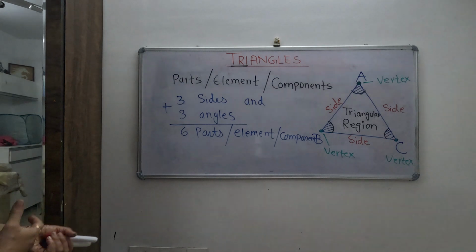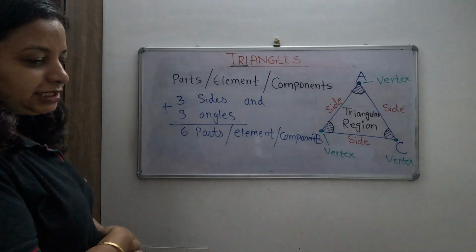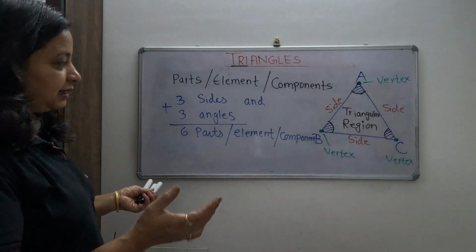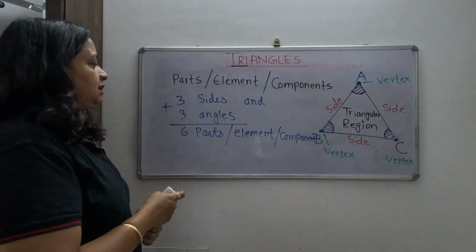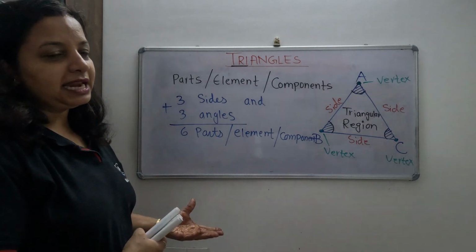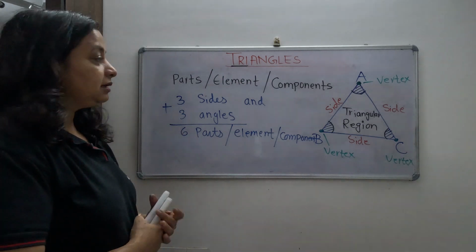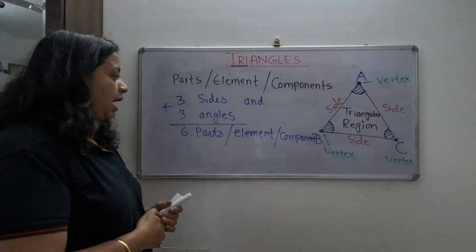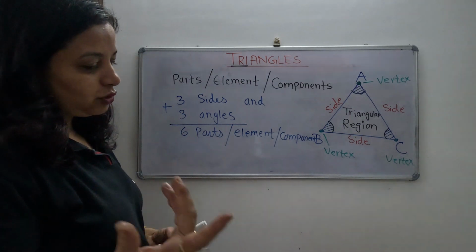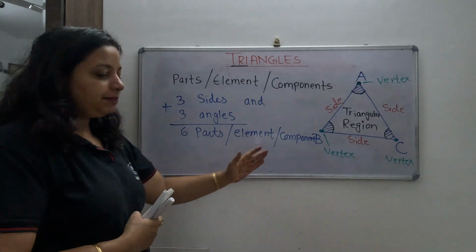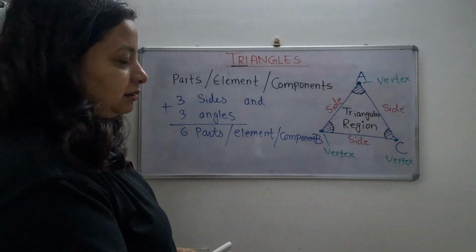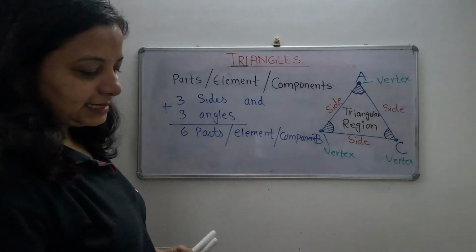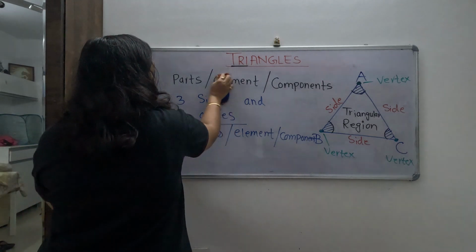For the sake of convenience, we shall denote angles in any way. A side we can denote as AB or BA, like that. So in total we have six parts, six elements or six components. All are the same, only the name is different. Okay, understood the basics of triangles. Now come to the next topic.